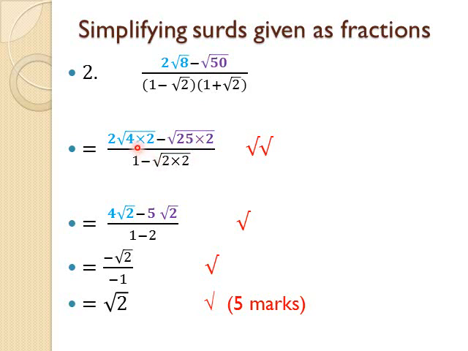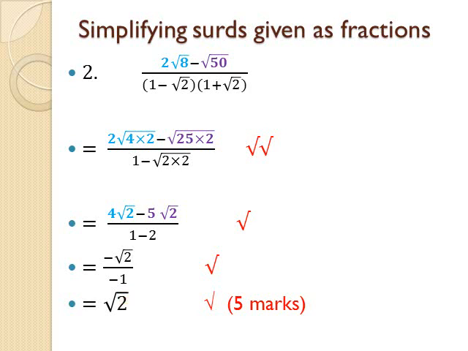Alright, so from there, square root of 4 is 2. So that's going to become 2 times 2, which gives me 4 square root 2. Square root 25 is 5, which then becomes 5 square root 2. For the bottom, 1 times 1 stays 1. Negative times positive is negative. Square root 2 times square root 2 simply would become 2, or the square root 4. So I have 4 square root 2 minus 5 square root 2, which gives me negative square root 2. 4 minus 5, negative 1. 1 minus 2, negative 1. Negative divided by negative, positive. So my final answer, square root 2.